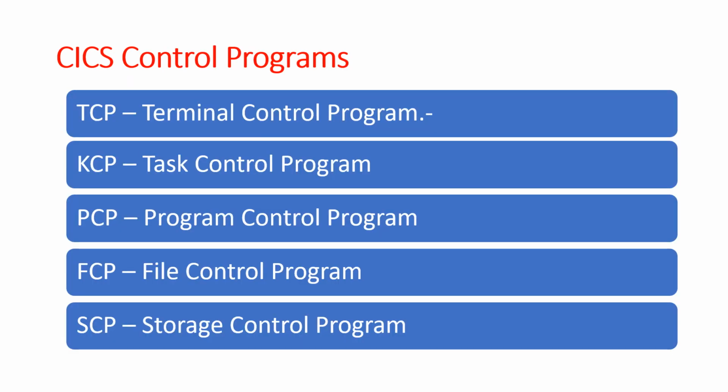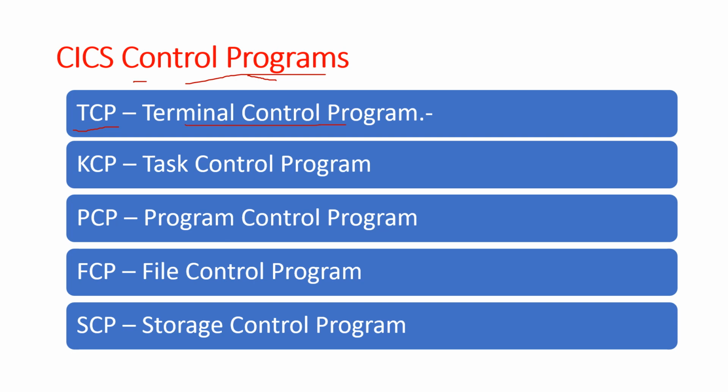Our next topic is the CICS control programs. You already know the CICS nucleus is constructed by the control programs and corresponding control tables. It provides unique advantages. That's why it makes the CICS system highly flexible and easy to maintain. So there are some important control programs. Let's understand them one by one. The first one is the TCP. TCP is known as the Terminal Control Program.